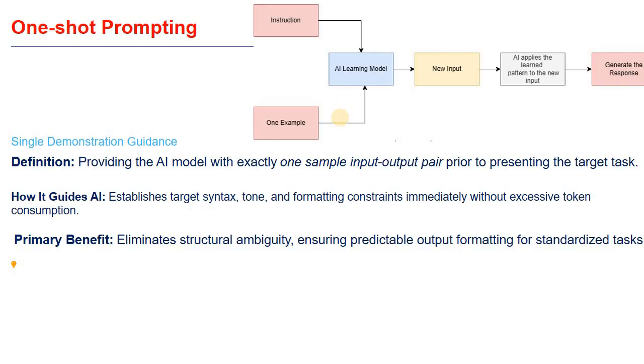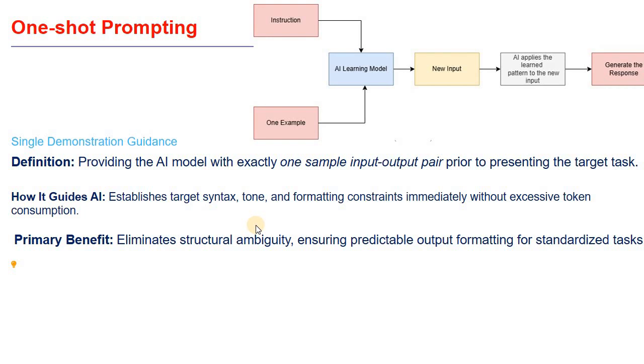That single example teaches the AI the expected style, structure, and format of the response. This improves consistency while adding only a small amount of extra information. One-shot prompting is commonly used for report generation, email drafting, and structured responses.